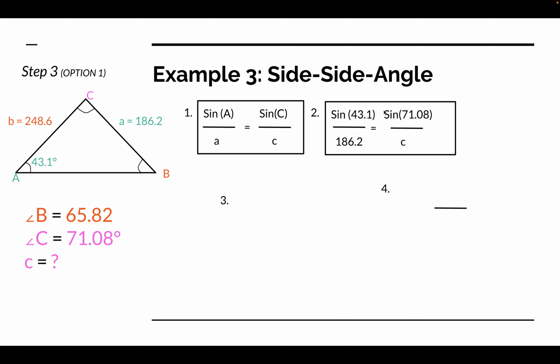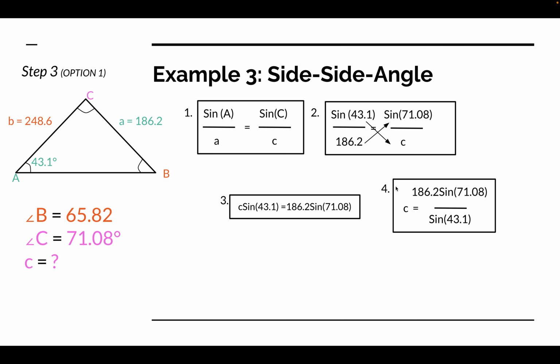So, looking at what we know: angle, side, looking for C. Cross multiply. Cool. Cross multiplied. We're going to go ahead and divide this from this, so we can get C by itself. C's by itself. Plug all this into your calculator, and then we have C is 257.8.